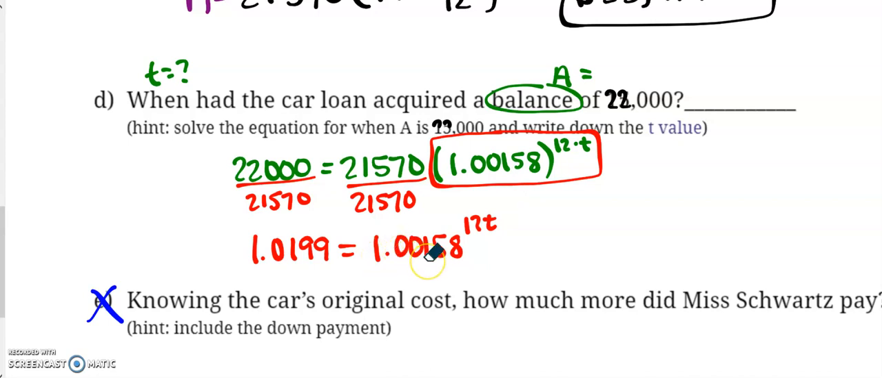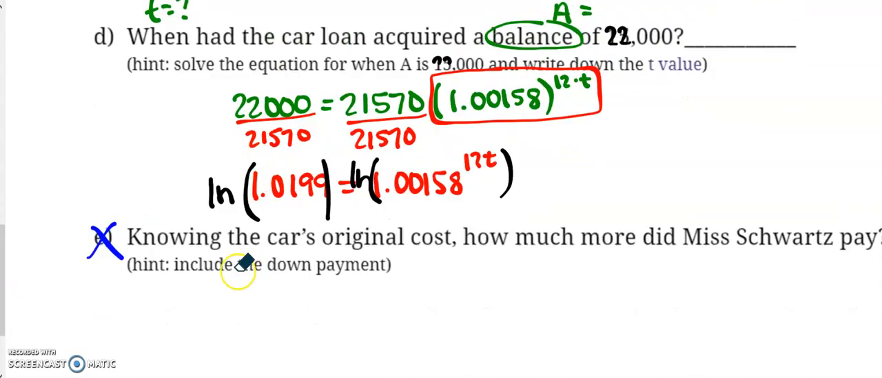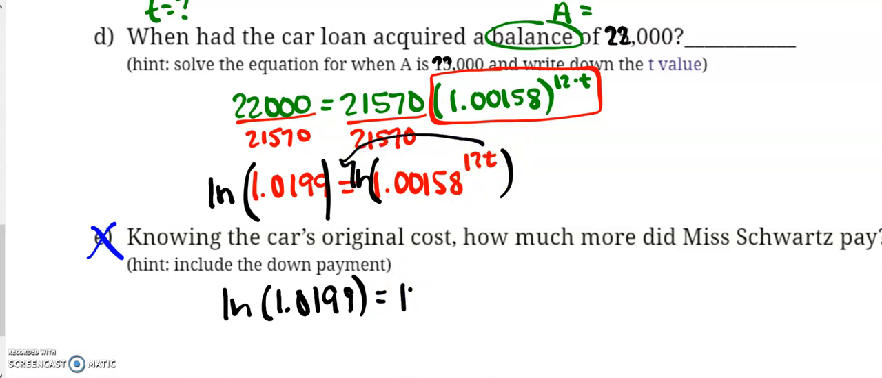And you could solve this like we did on the earlier ones where you take the log with a base of 1.00158, but that's just kind of a weird log to use. So I'm going to choose to undo this exponent by introducing a log of both sides. What this does, on the left side, I get the natural log of 1.0199. And on the right side, this 12t swings down in front. And we'll do more with this in the coming weeks.